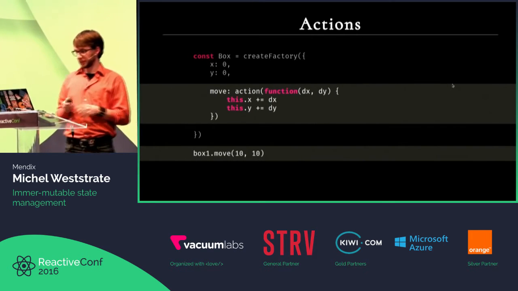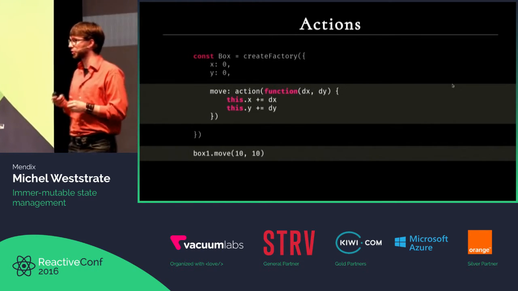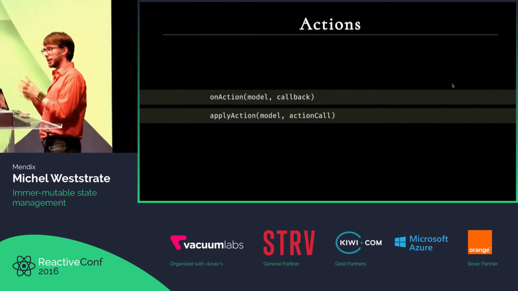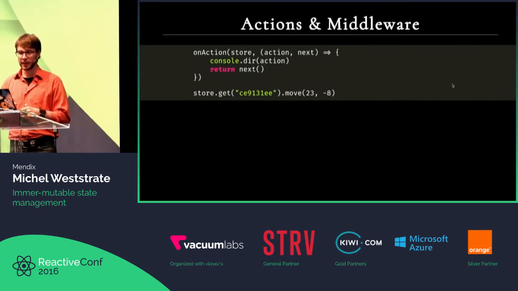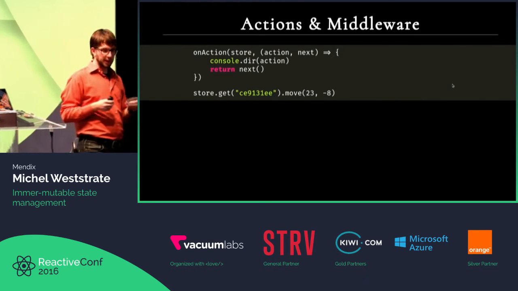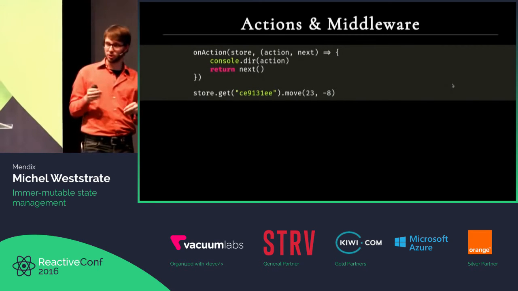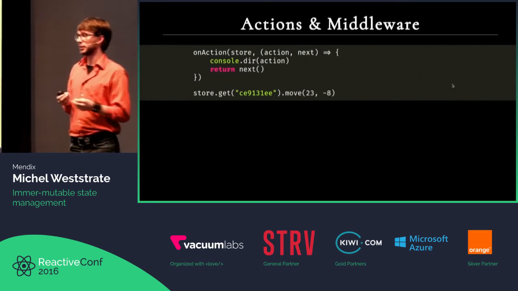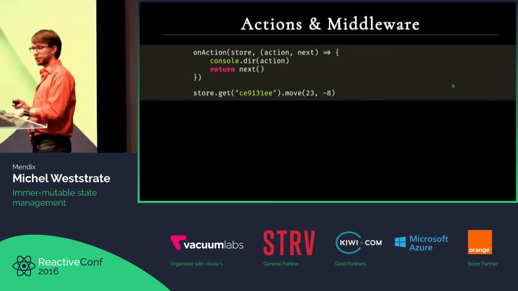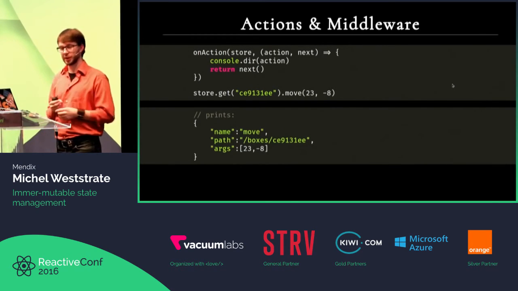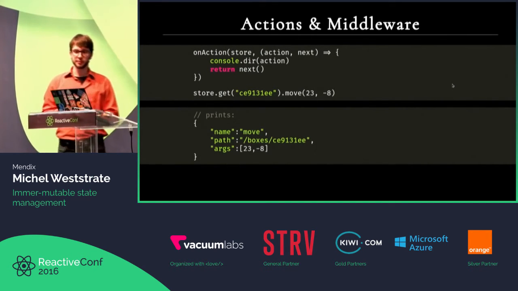Nothing exciting so far, except that the action is really straightforward, and I don't have to rebuild the entire world just to move some coordinates. Unlike patches and snapshots, I can also listen to action events and apply them. And action listeners can actually be used as middleware. So here's a very simple logging middleware, which just listens to the store, prints the action, and then invokes the next middleware. Of course, the last middleware actually executes the action. And so if I then move a box, I just get a description of that action. I know which method was invoked, at which place, with its arguments.